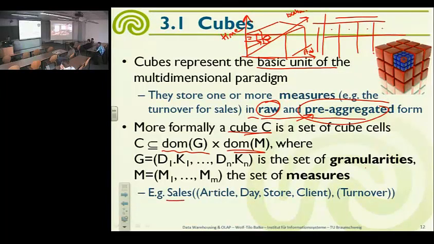So for instance here, for the sales cube, you have 4 dimensions. And as you can see here, we're using the finest granularity. So we're talking about the article for the product dimension, the day for the time dimension, the store for the location, and the client for the customer dimension. And we have only one measure here for simplicity's sake. Without loss of generality, you can have a lot of different measures that serve the same cube.